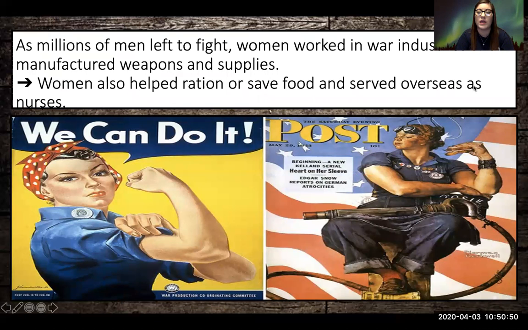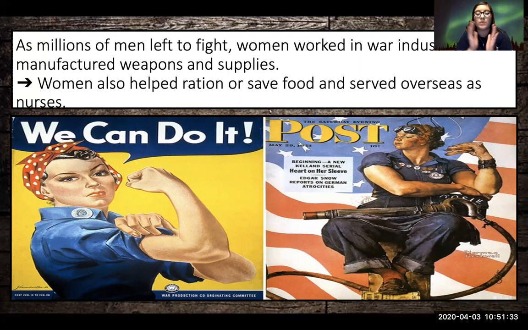Okay, so oops, let me move this over here. As millions of men left to fight, women went to work in war industries and manufactured weapons and supplies. Women also helped ration or save food and served overseas as nurses in the United States, for example, and Europe as well. When the men leave, all of those factory jobs need someone to fill them, and the women are going to step up and take those roles, and they're going to be really instrumental in the war effort. They're going to be producing all of these supplies just as good as the men were.